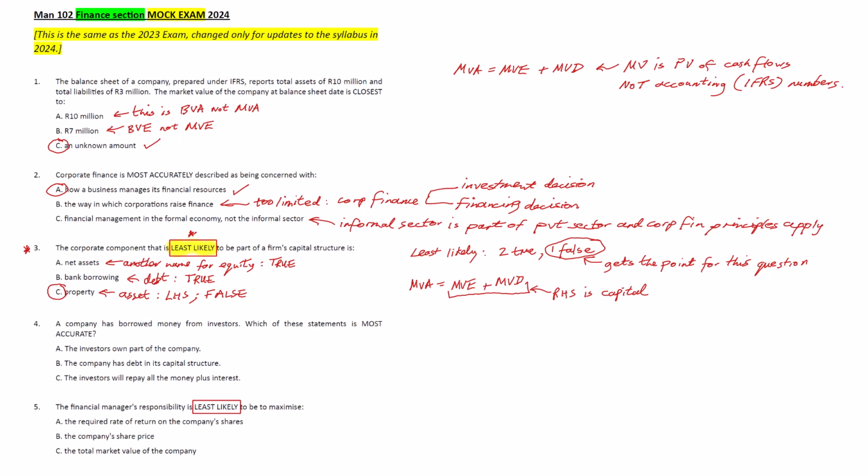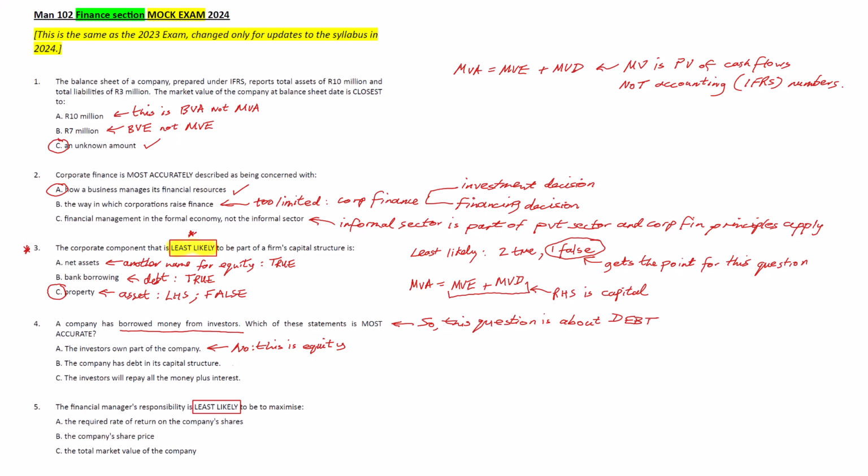Question 4, a company has borrowed money from investors. Which of these statements is most accurate? Now we're talking here about the business has borrowed money from investors. So clearly we are talking here not about ownership interest, but about debt. So for option A, the investors own part of the company, that's wrong, because just because you lend money to a company doesn't mean that you become part of its ownership structures. That remains for the shareholders of the company, not its bond or debt holders.